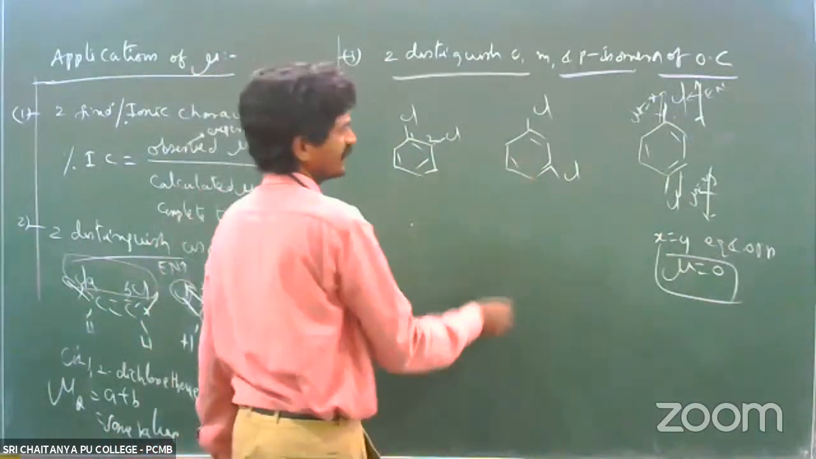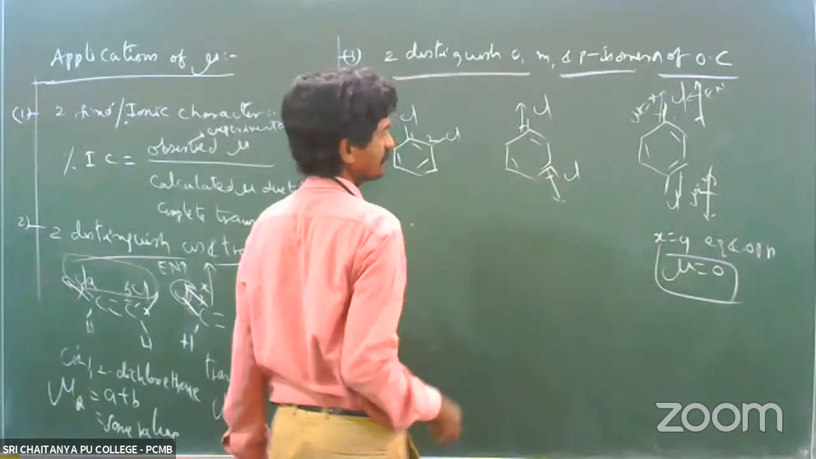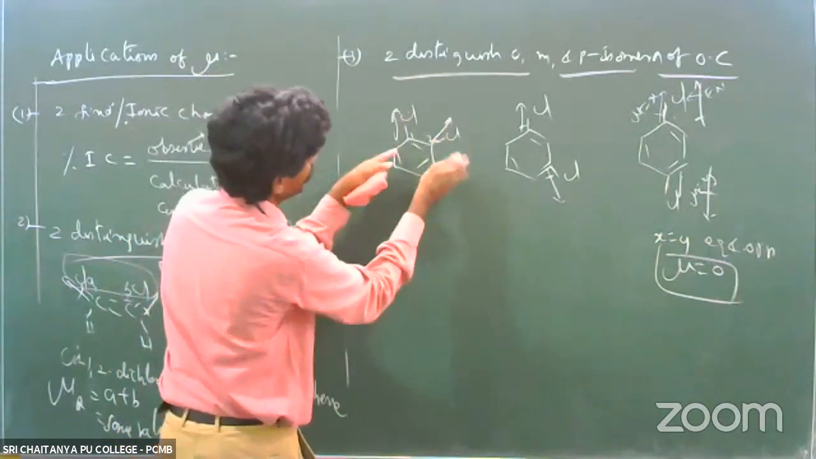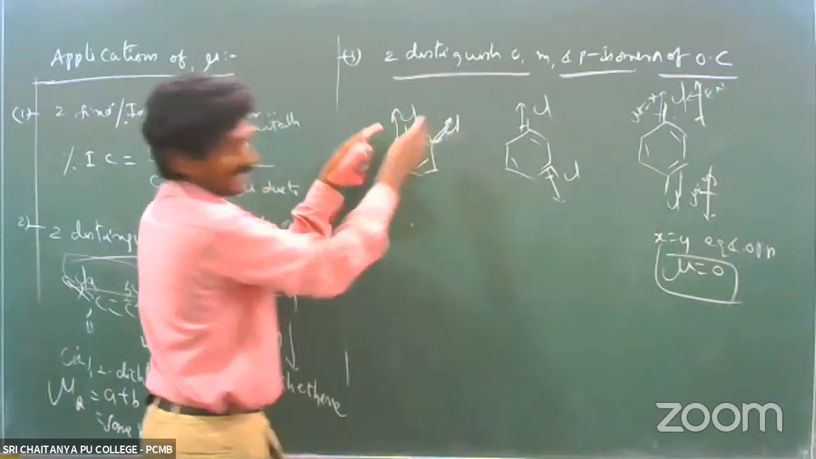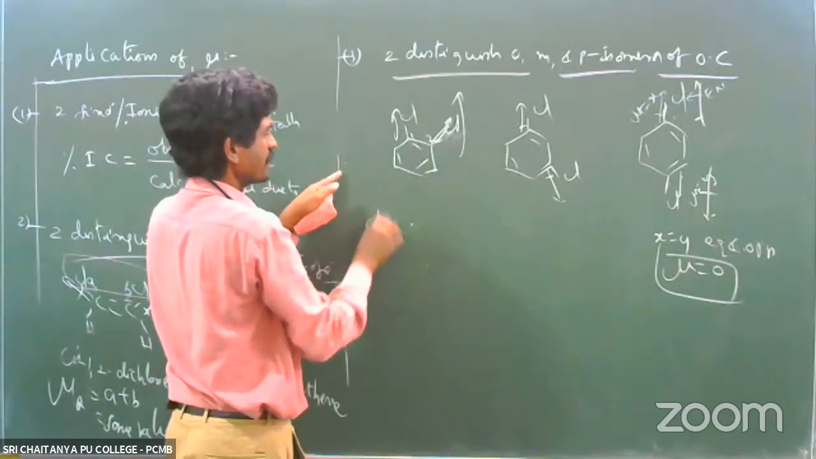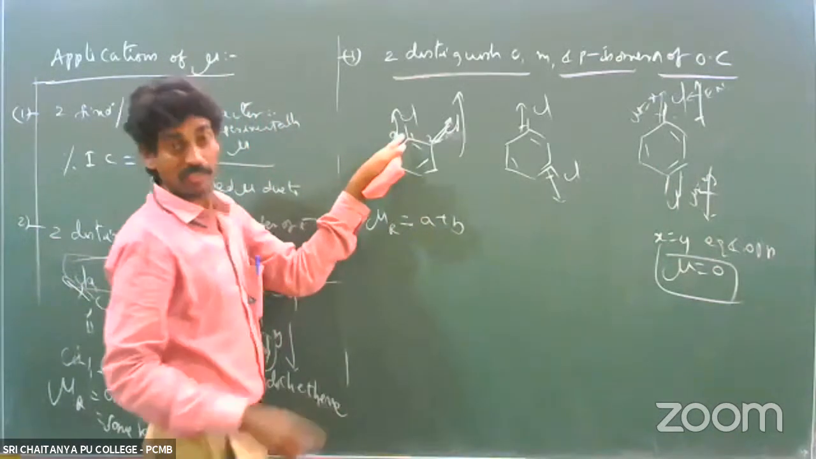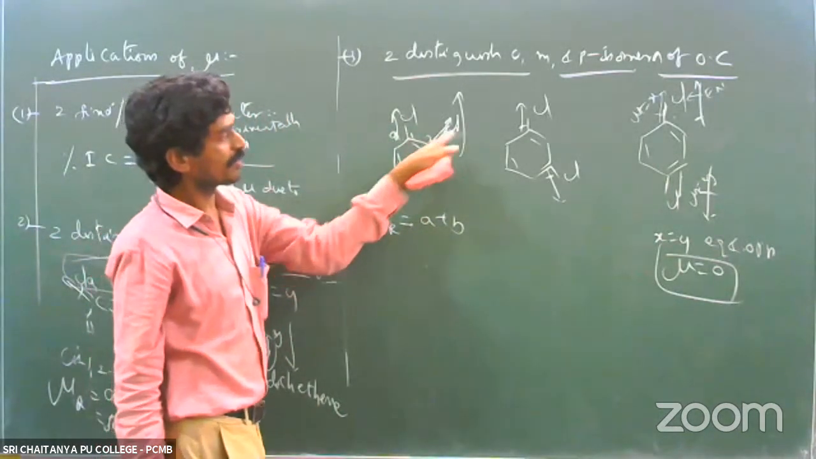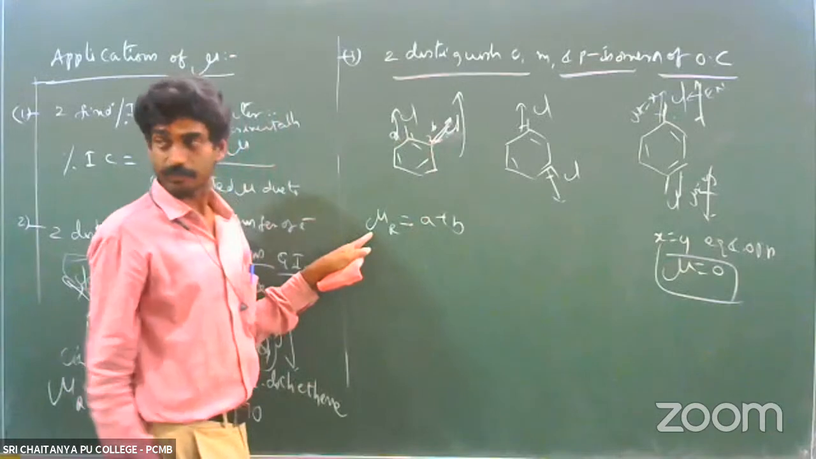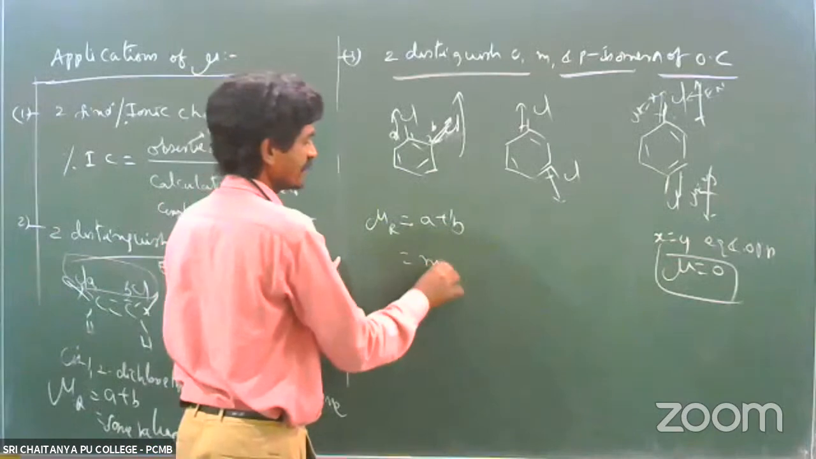Then here, the dipole is towards this chlorine atom, and this one is towards this atom. Here both are mostly in the same direction. So the resultant dipole is A plus B. This bond moment is A, and this bond moment is B. Then you have to add them together. The sum of these two gives the resultant dipole moment, and this is the maximum value.